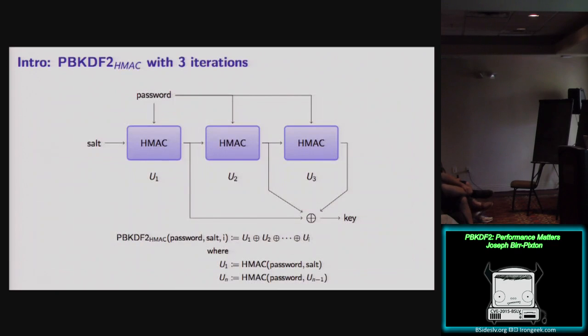So PBKDF2 looks like this. You get HMAC and you put the password in the top repeatedly, and you sign the salt, and then you sign the output, and the output, and the output, and you get all the signatures and you XOR them together, and that gives you your output. So it's fairly easy to see that this has very strong data dependency. You can't calculate U3 without calculating U2, so you have to do them all in sequence. So it's not easily parallelizable by your attacker, which is nice.